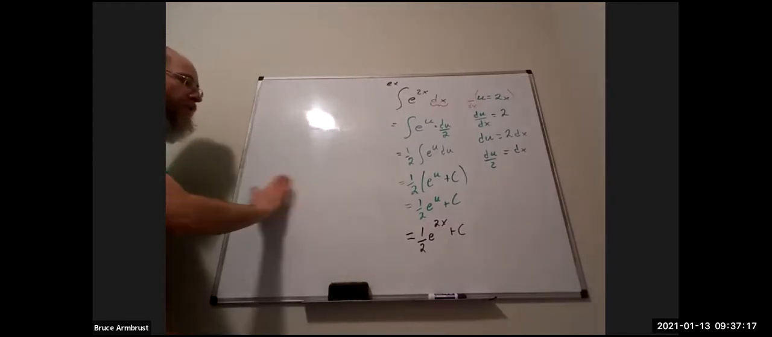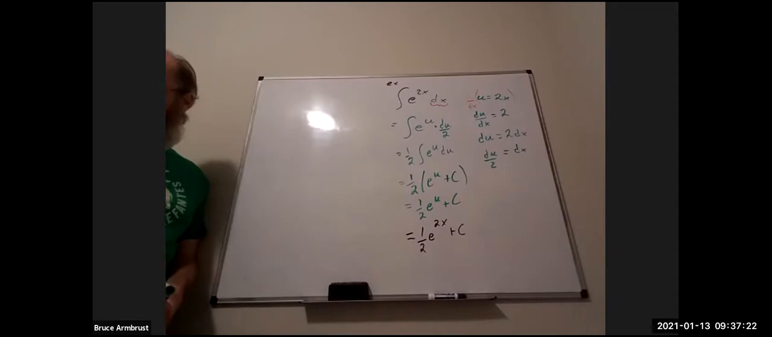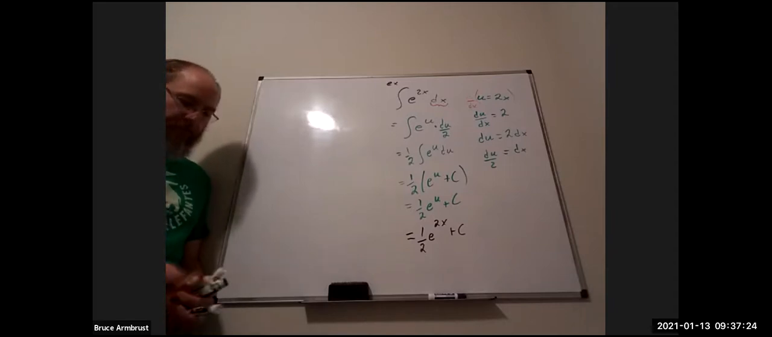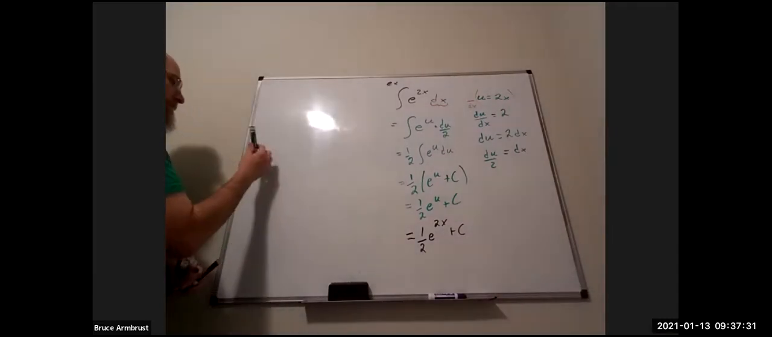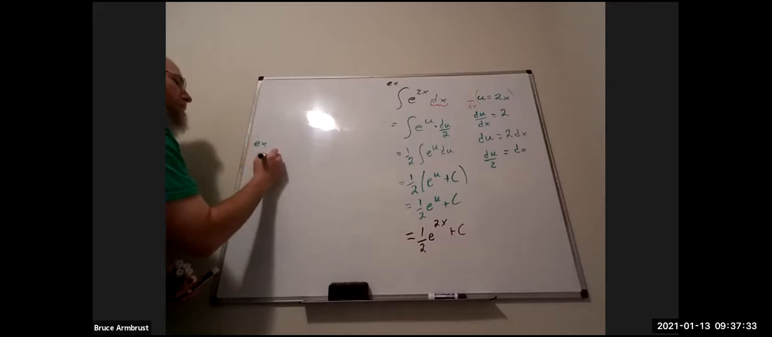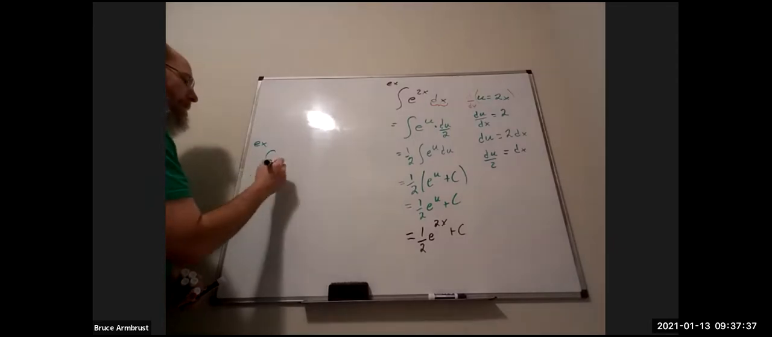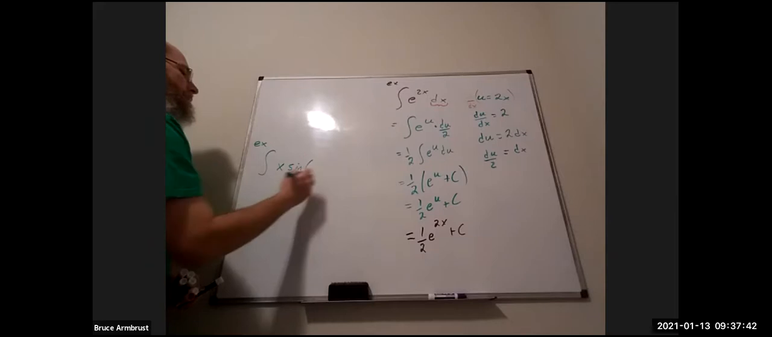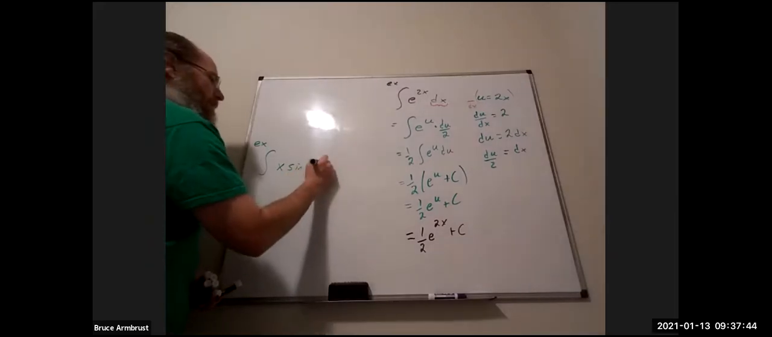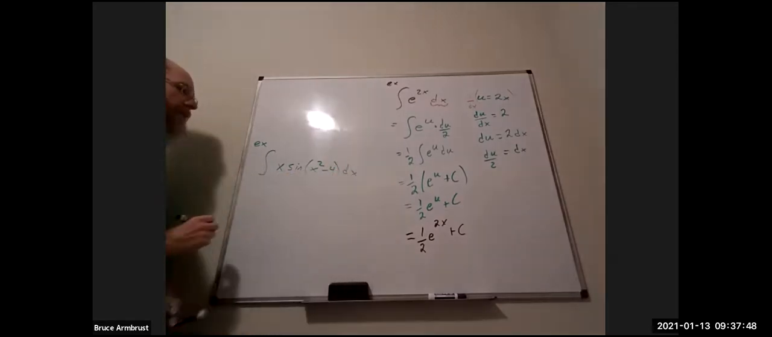All right, so before I show you another example, any questions on this one? All right, well then let's do another guy. Let's try this one. Let's integrate x times the sine of x squared minus 4 dx.